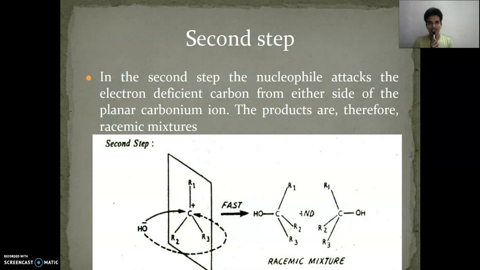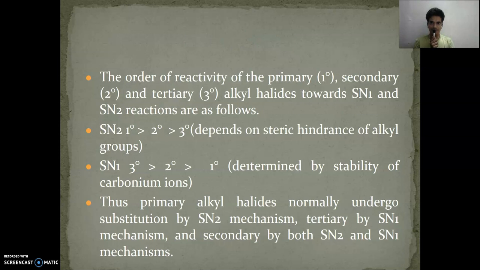So these are the racemic mixtures formed during this step last. Then the order of reactivity of all of this SN2 and SN1 reaction. The order of reactivity of the primary, secondary, tertiary alkyl halide towards the SN1 and SN2 reaction is given as, that is, SN2 is considered, that is primary, secondary and tertiary.